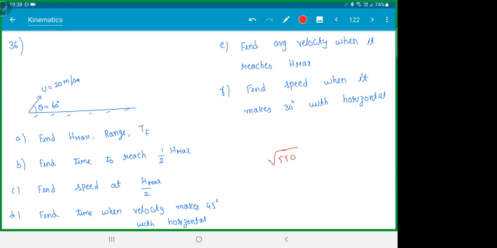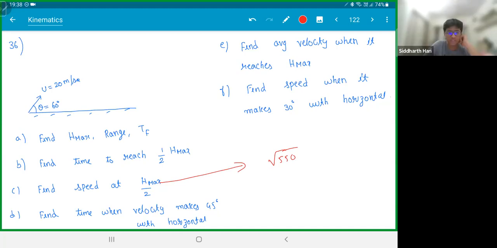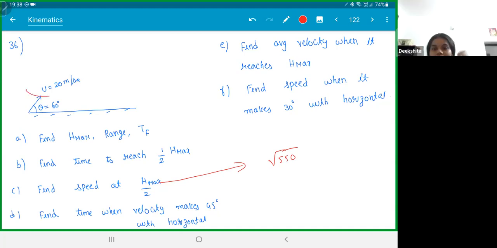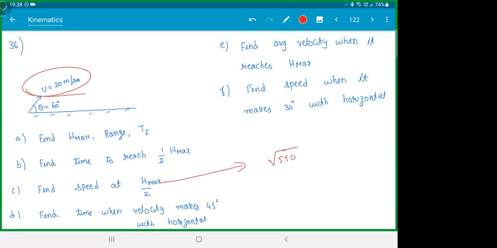For the third question, Ali said the answer is root 550. This is one more skill you need to develop. When you see an answer, you should know this is wrong. Sir, it's more than the initial speed. Ali, 20 is root 400. You got root 550. Your speed gained.